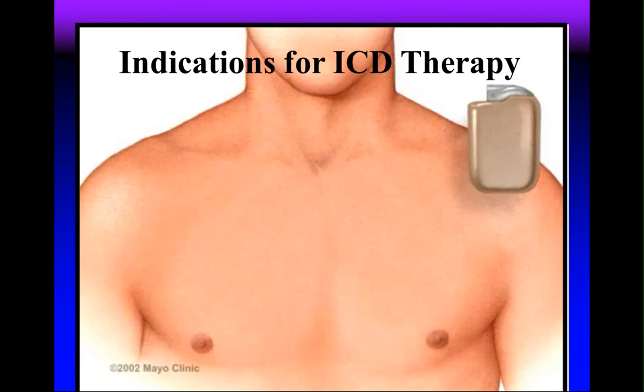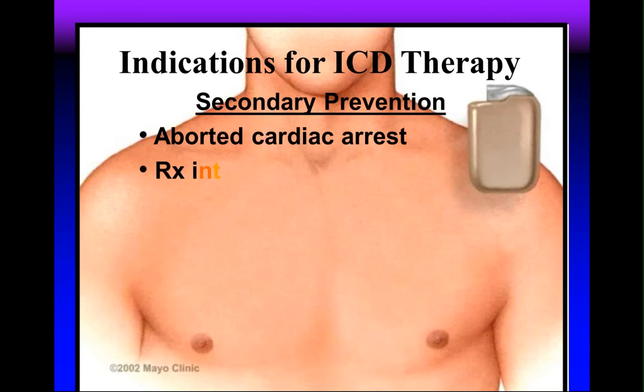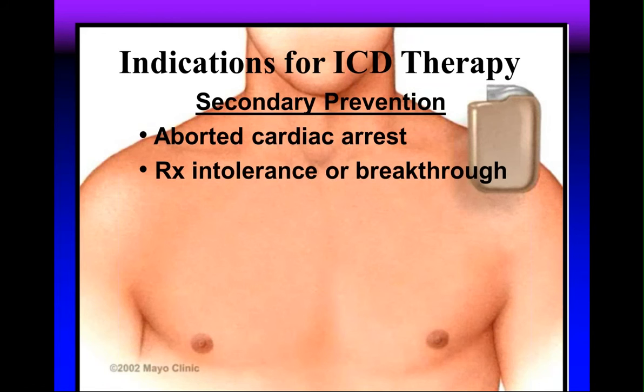What about on the other side? Who then should get an ICD? Well, if you've had cardiac arrest, everybody agrees. If you've broken through your beta blocker or you hate beta blocker, it's a class 2 indication, although I would argue that denervation therapy in that setting has far fewer comorbidities than an ICD placement does.